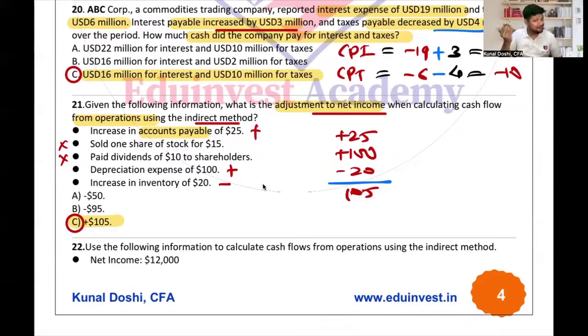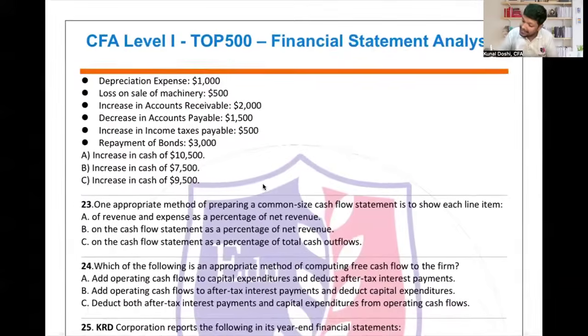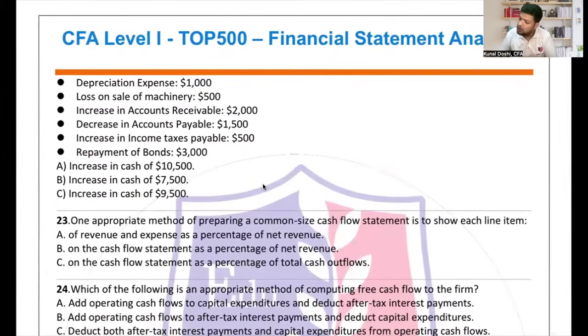So this is what happens, from the professor's point of view. Anyways, use the following information to calculate cash flow from operations using the indirect method. Again, starts from net income. So I have net income 12,000. In this case, there is no addition; I'm actually going to use all the information. 12,000 net income. After that, I require what? Non-cash. So what is my non-cash? Depreciation. So I will add back depreciation 1,000. Correct? Right?